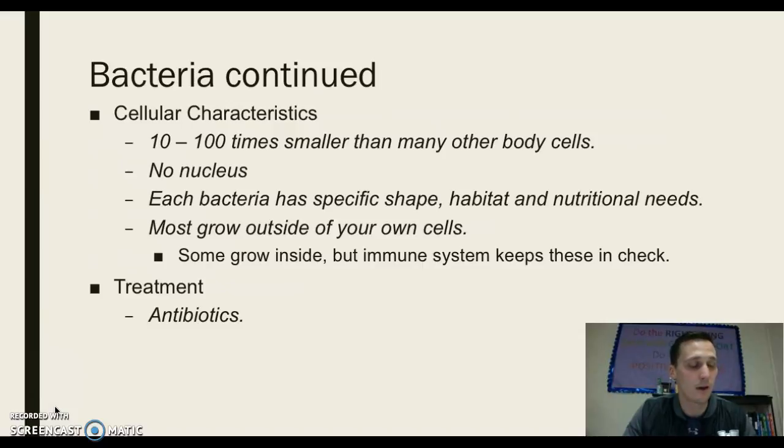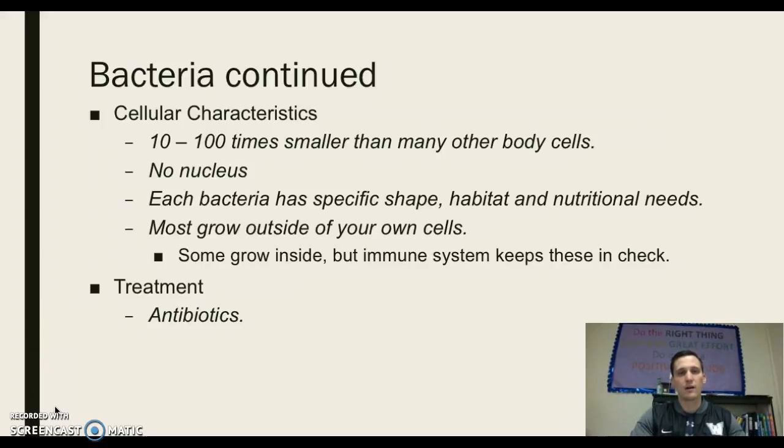So the other cells that make up our body, bone cells, skin cells, muscle tissue cells, bacteria cells are much smaller than those. They have no nucleus in the cell, but each bacteria does have its own specific shape, its own habitat that it likes to live in, and nutritional needs. The bacteria that live in our digestive tract are not going to be bacteria that survive or thrive in other areas of the body, such as the brain or the muscles.